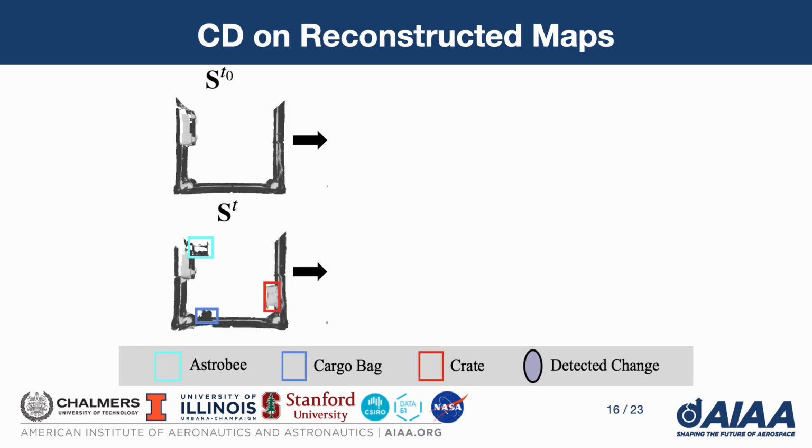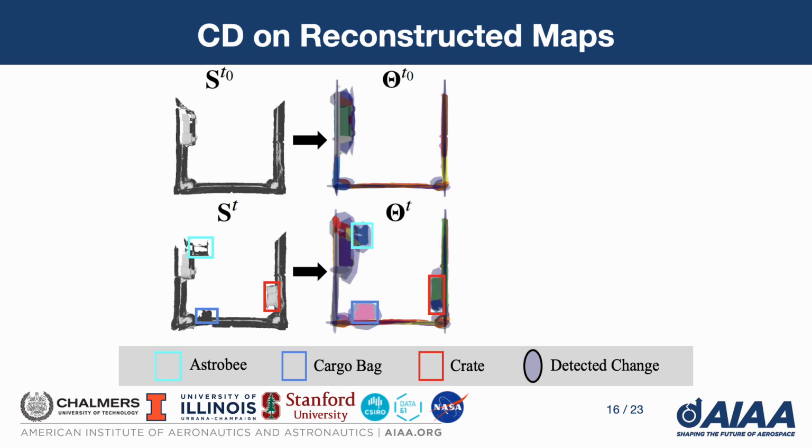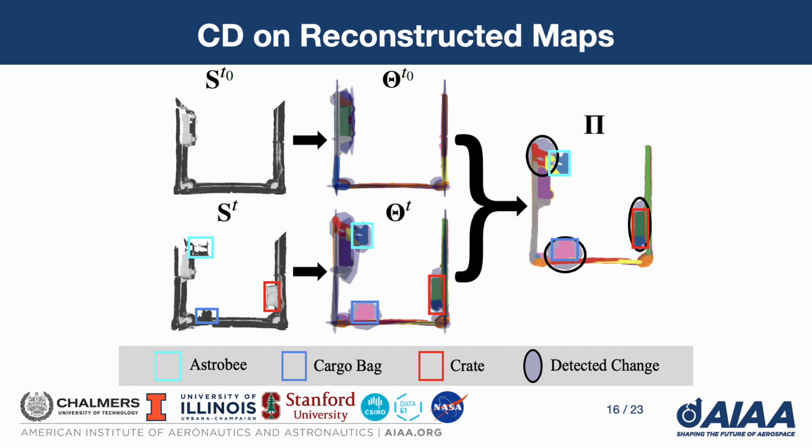Now here are 3 objects in the scene, GMMs again in the center. The Astrobee detection was a little off the mark, but the cargo bag and crate were clearly detected.